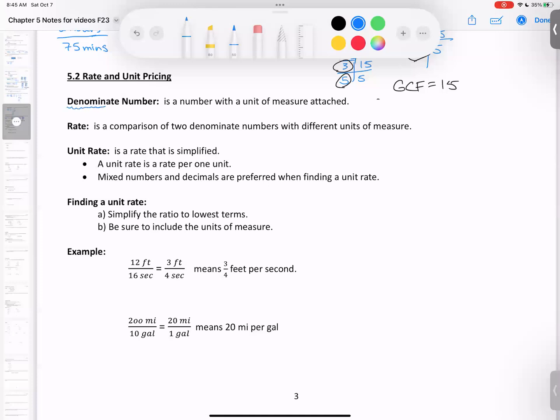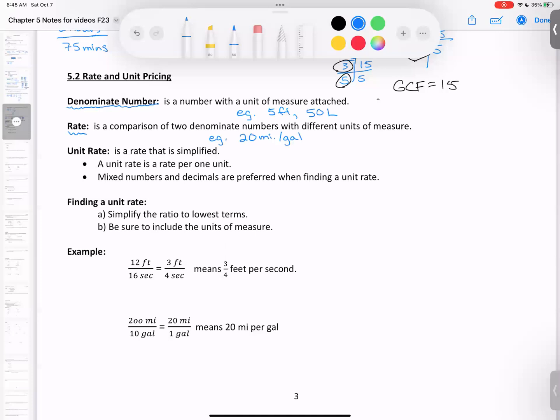We have denominate numbers. That's just a number that has a unit attached to it. So for example, 5 feet or 50 liters. Both have a unit of measurement. We're dealing with feet or we're dealing with liters. A rate then is a comparison of two numbers that have units. So for example, we might get 20 miles per gallon in a vehicle.